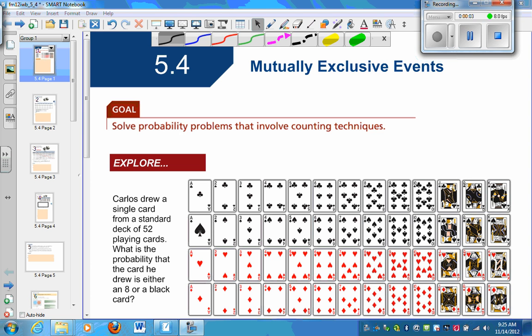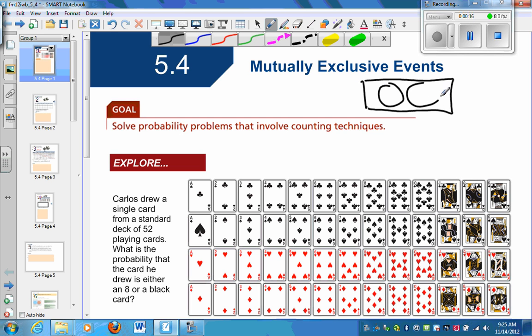Section 5.4, mutually exclusive events. So we learned about the concept of mutually exclusive events in last chapter, in chapter 4. And the best way to describe a mutually exclusive event is to look at a Venn diagram. So here's a Venn diagram.